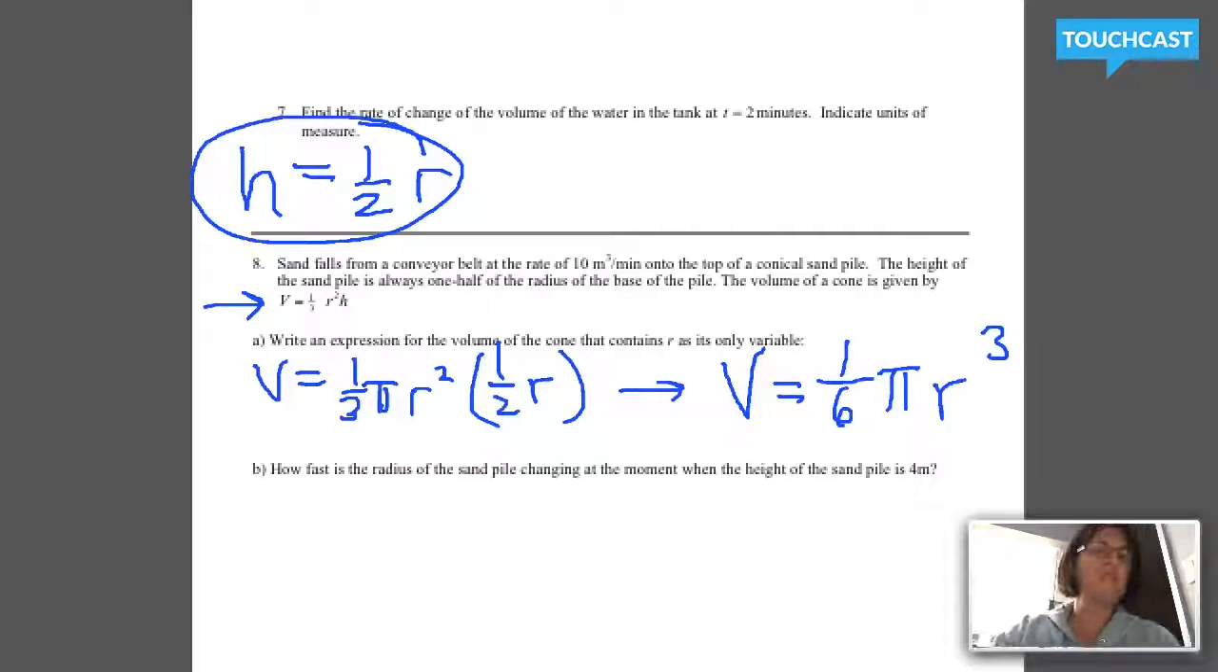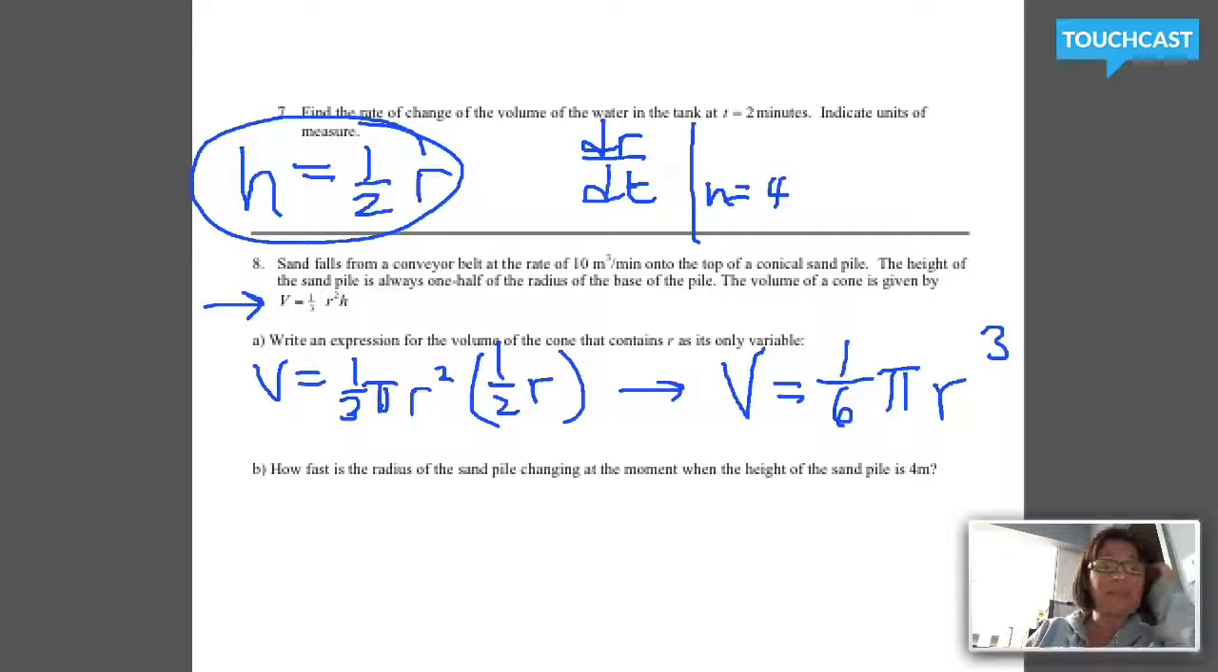Letter B asks, how fast is the radius of the sand pile changing at the moment when the height of the sand pile is 4 meters? So that makes me want to write myself a note. The thing I'm looking for, how fast the radius is changing, that's called dr dt. And if I'm going to be really specific, I want dr dt when h equals 4. But that's a little unfair because h is not r. But that's okay, that's what I'm looking for.